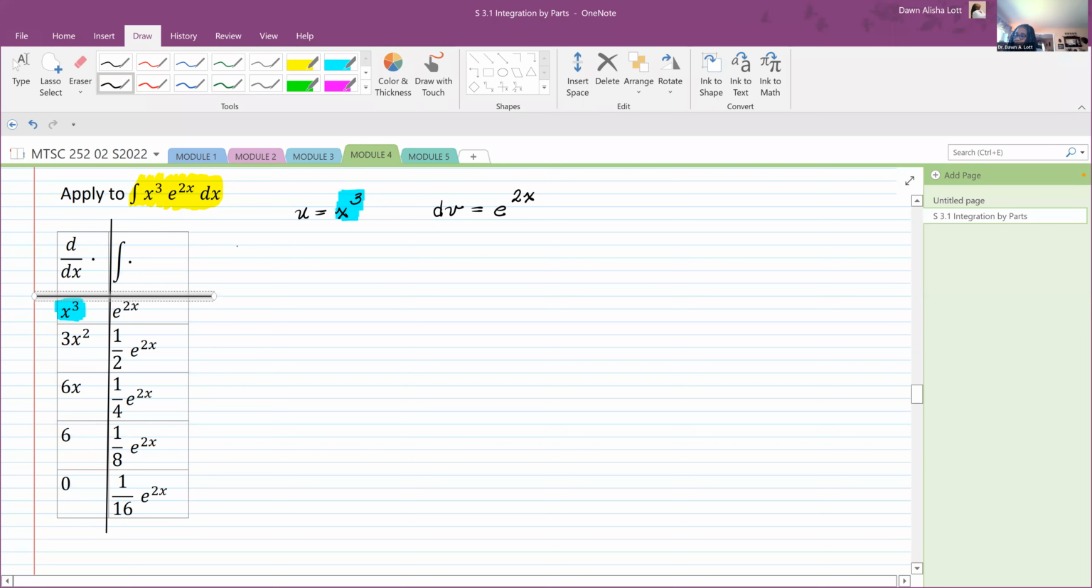Okay, so we're integrating. All right, so we start off with e to the 2x. When we integrate it, we get 1/2 e to the 2x. We integrate it again. We get 1/4 e to the 2x. We integrate it again. We get 1/8 e to the 2x. Last one, 1/16 e to the 2x. So those are all the integrations. Okay, differentiations on one side, integrations on the other side. Okay, so this is the dv. And this should be dx. So we need the dv function.